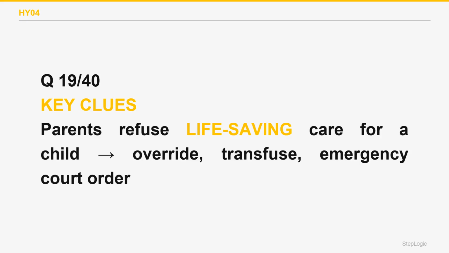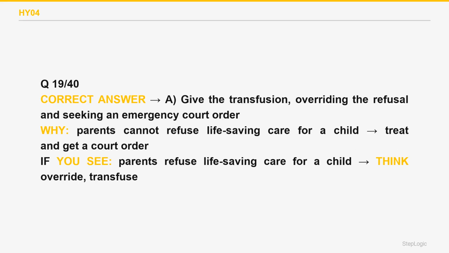Adults may refuse treatment for themselves, but they may not refuse life-saving treatment for their child. When parental refusal endangers a child's life, the physician acts to protect the child, giving the transfusion and obtaining an emergency court order. The child's right to life overrides the parent's religious objection. The correct answer is A.